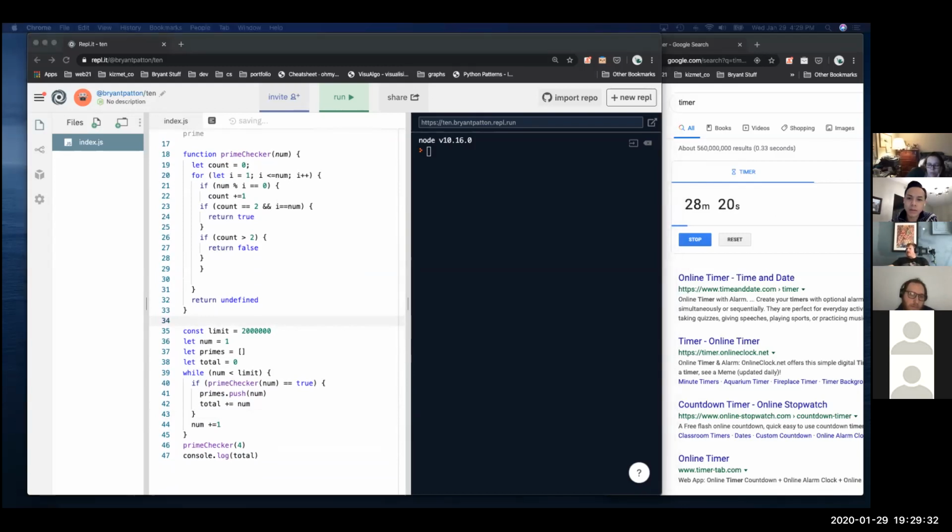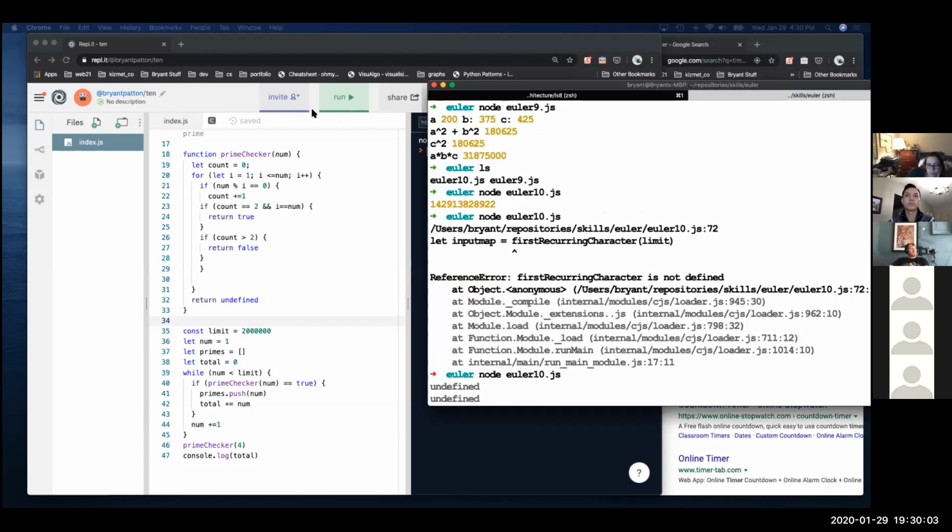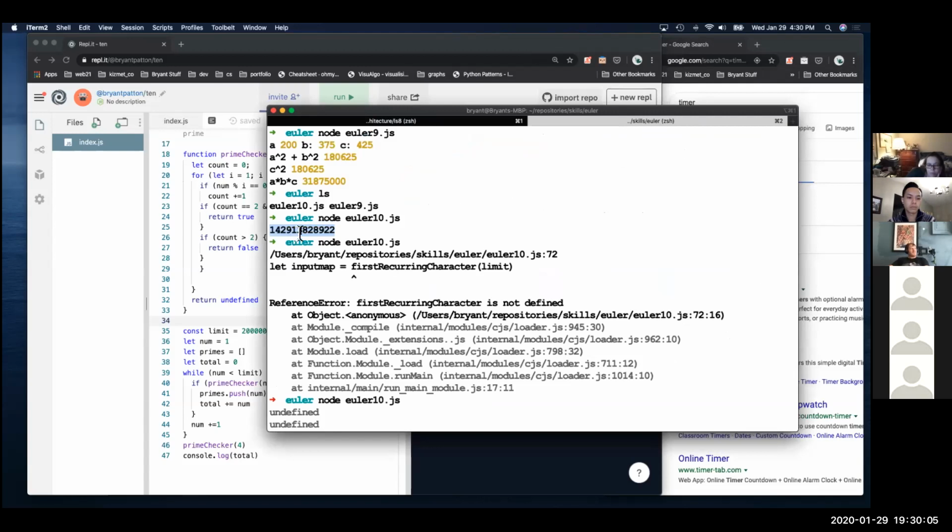I didn't even try it on REPL, but I did it on my machine, and I got an answer. How long did it take? Probably, I don't know, I walked away for 15 minutes. So this is the number I got.